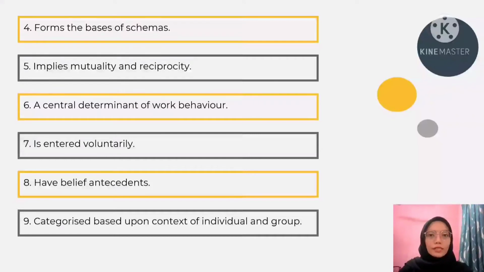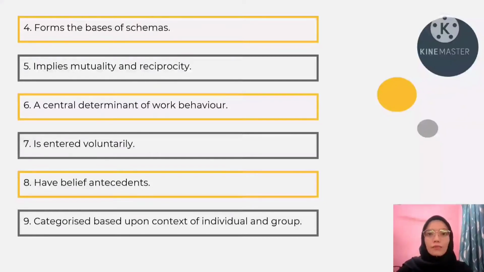Psychological contract is a central determinant of work behavior which specifies the dynamics of employment relationship. Next, number 7. Psychological contract is entered voluntarily. There is no obligation on part of the employee or the employer to enter into this implicit contract. This means there are choices for both parties. Even if an organization offers a job to an individual, the individual has no obligation to accept the job and vice versa.